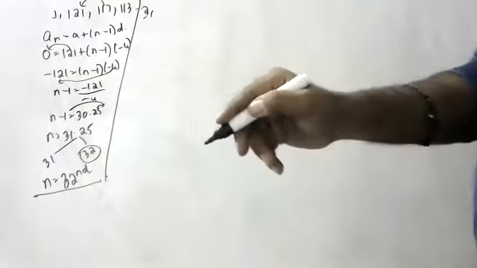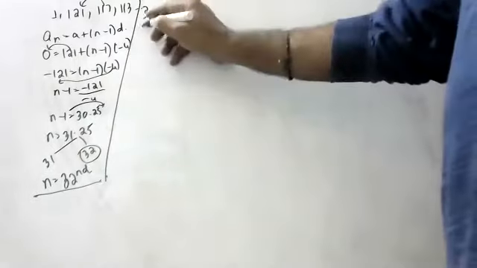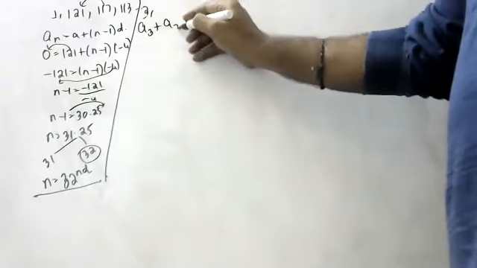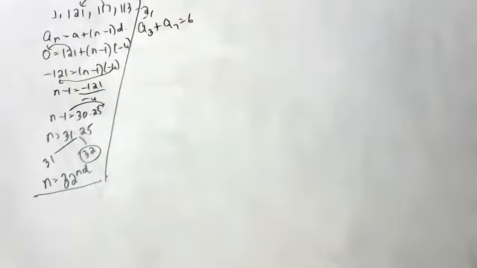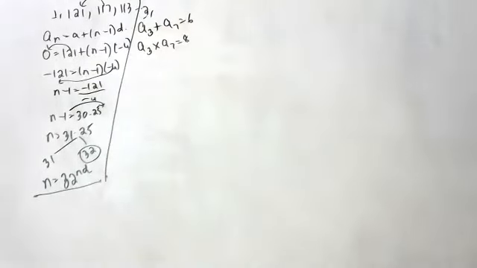Second question, children. The sum of the third and seventh term is 6, and their product is 8.